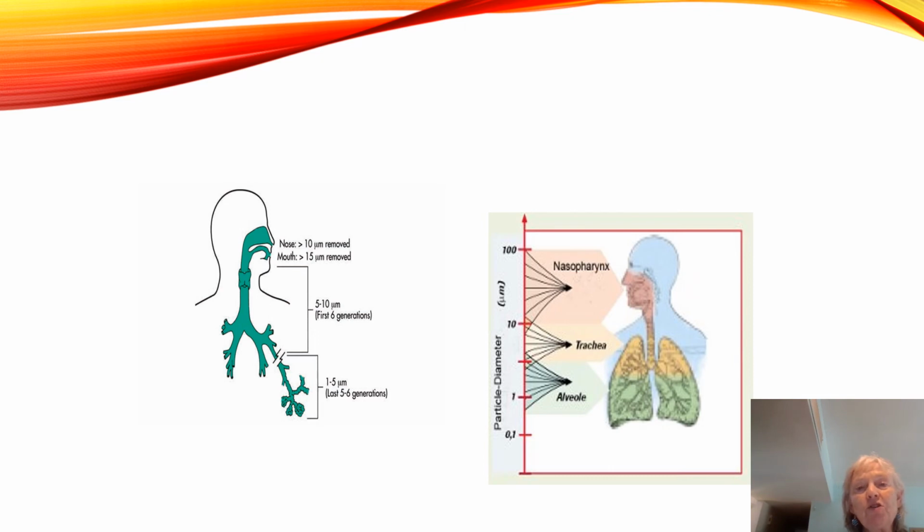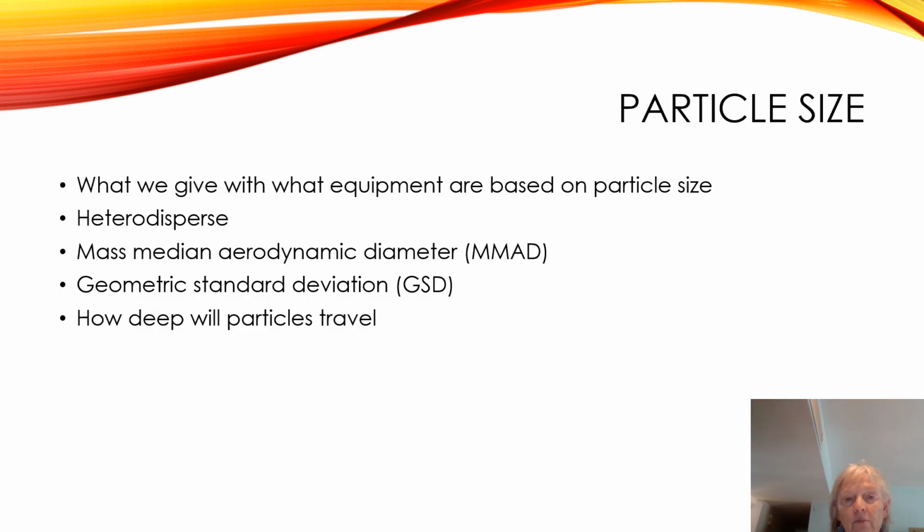So these are 2 pictures, and this tells you a little bit about how the medication rains out. As you can see here, in the nose, 10 microns are removed. In the mouth, 15 microns are removed. 5 to 10 in the first 6 generations. And then when we get into the lower airway, now we're talking 1 to 5 microns. The other picture is also showing the same thing, showing the different sizes of micron and where they settle out. So particle size depends. There's my geometric standard deviation.